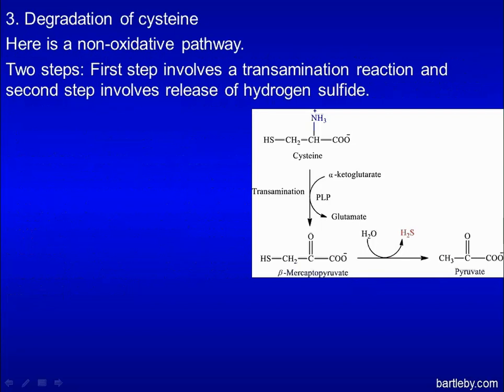There are several ways to degrade cysteine. Here is a non-oxidative pathway. It takes 2 steps. The first step involves transamination, and the second step involves release of hydrogen sulfide.